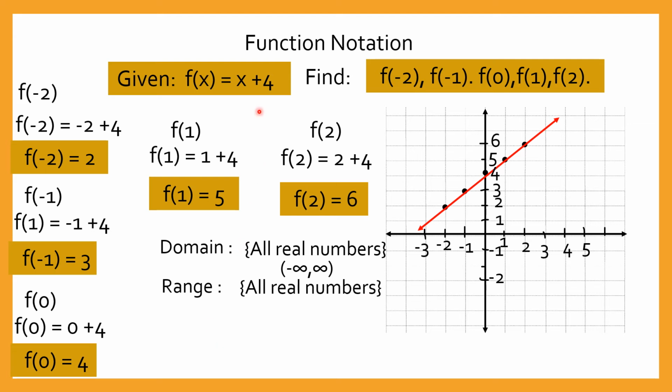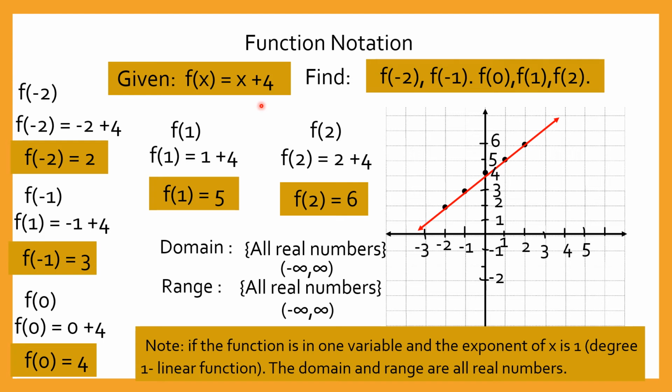So now, if it is a linear function, how do you know that it's a linear function? It's one variable, and the exponent of x is 1. Means that the domain and range, the domain is the set of all real numbers, same as the range. Or you can write in interval notation again from negative infinity up to positive infinity, then parentheses. Same here.